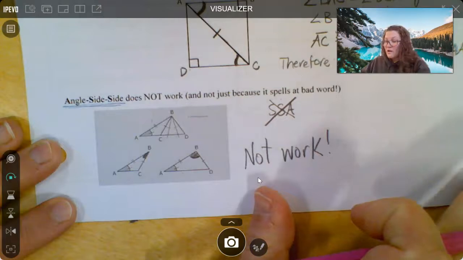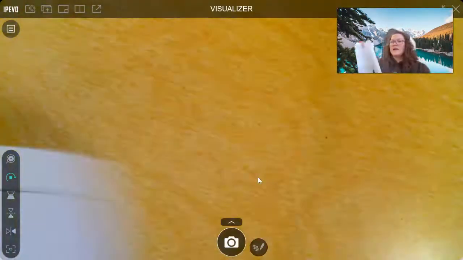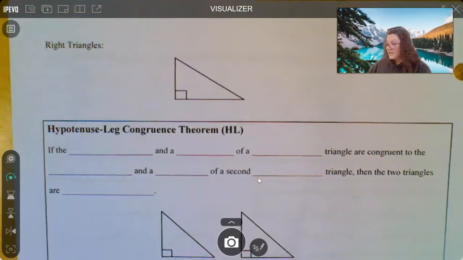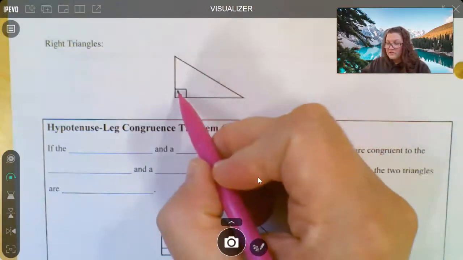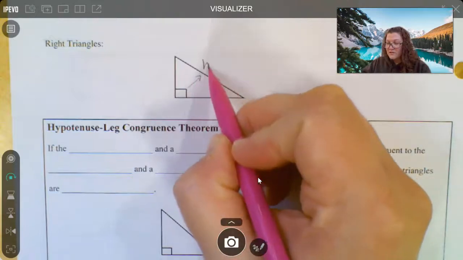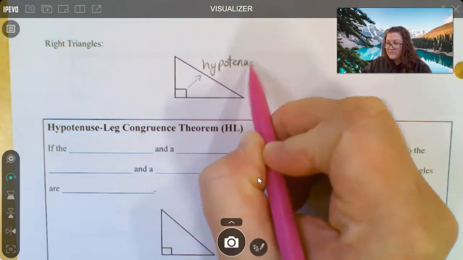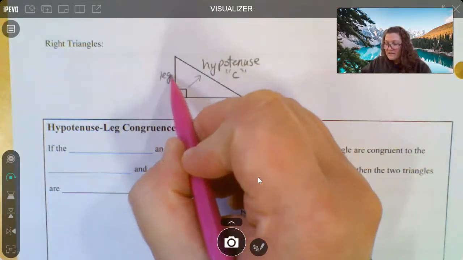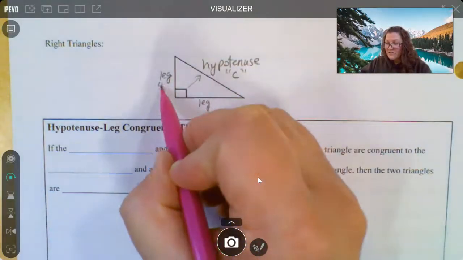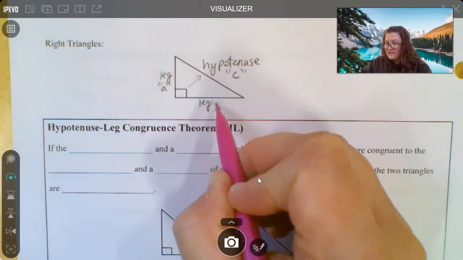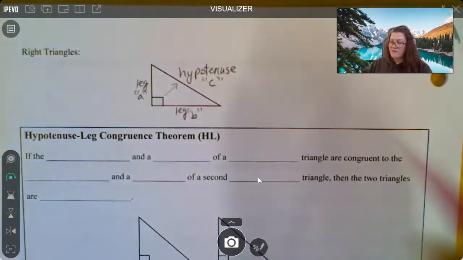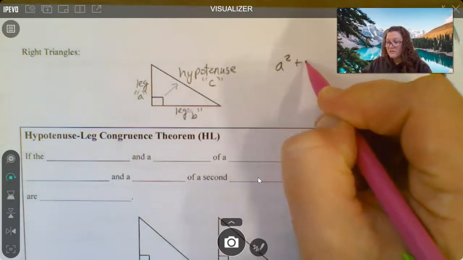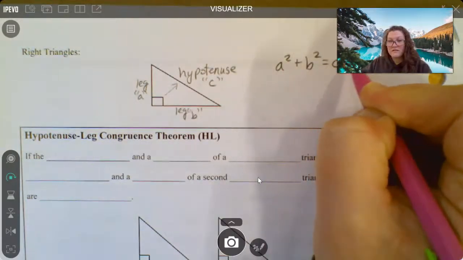Okay, we have one last one that will work. And that is one that specifically works for right triangles only. And we know in right triangles that across from the right angle is our hypotenuse, also known as C. And then we have two legs, also known as A and B. And then you guys know from previous math classes and this one, the Pythagorean theorem. So a squared plus b squared equals c squared.